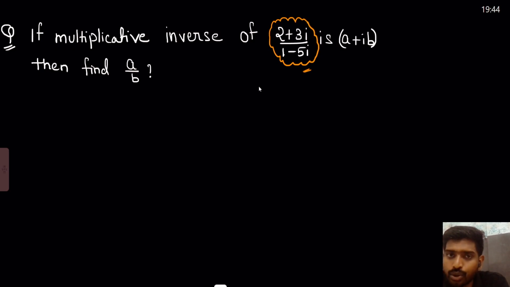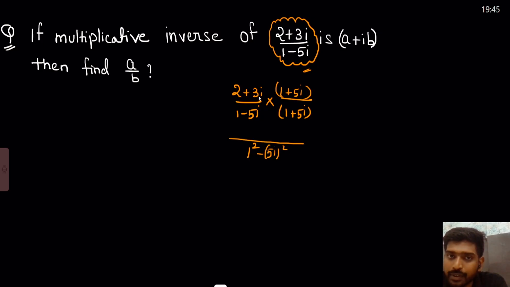See, this complex number 2 plus 3 iota by 1 minus 5 iota can be simplified or rationalized. We will rationalize this one by multiplying numerator and denominator with 1 plus 5 iota. So what we will get in denominator? We will get 1 square minus 5 iota square, and in numerator we will get 2 1 times is 2 plus 10 iota plus 3 iota plus 15 iota square.